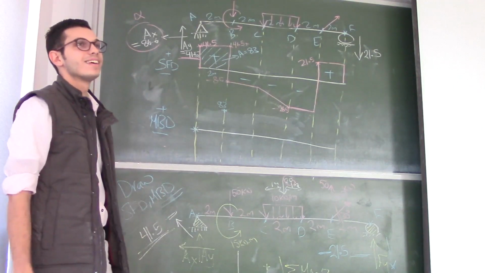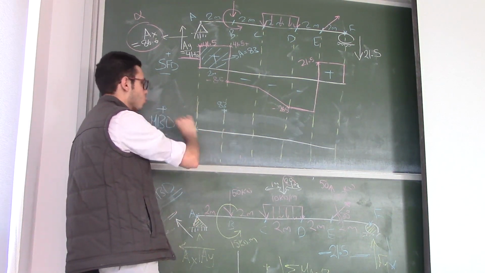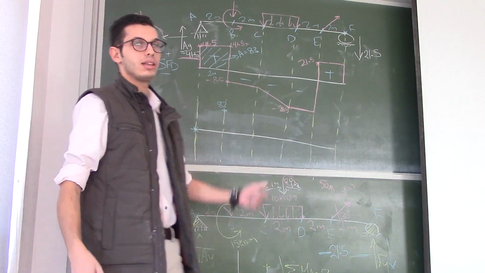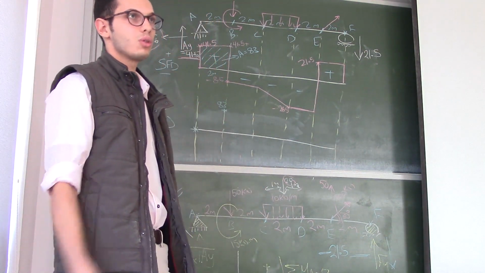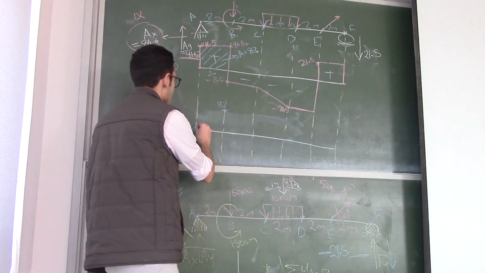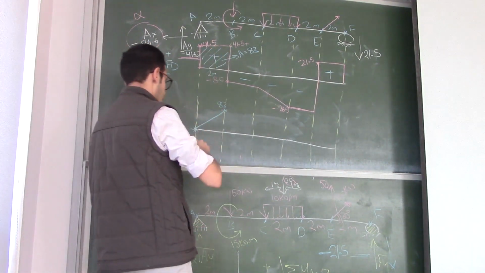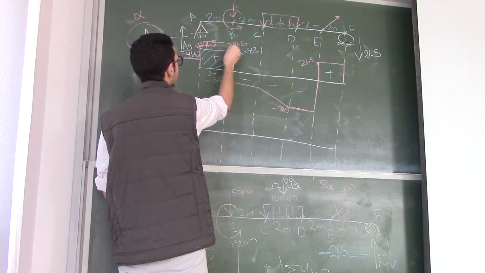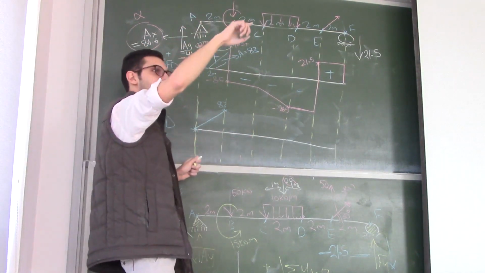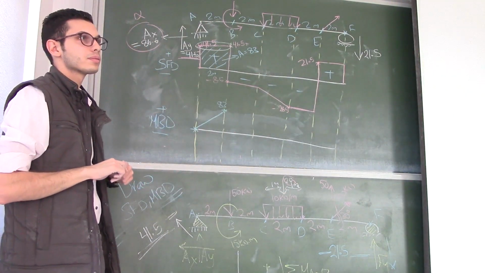Okay, so 83. Now, how should I move from this point to this point? Curve, line, what do you think? You think a curve, okay. It's just a line. Why? Because here it's a constant. When you make an integration, it will be from the first degree. So it's a line. Right?